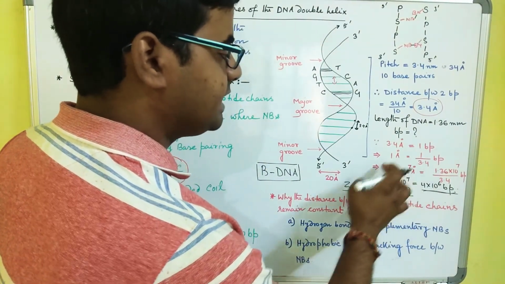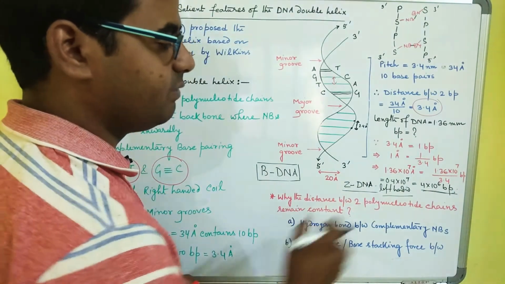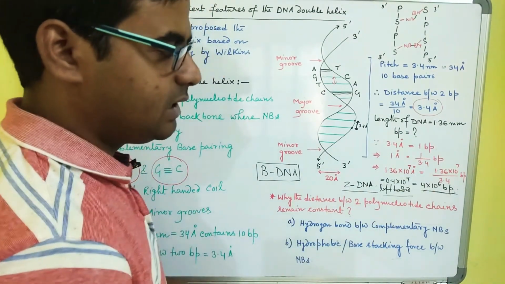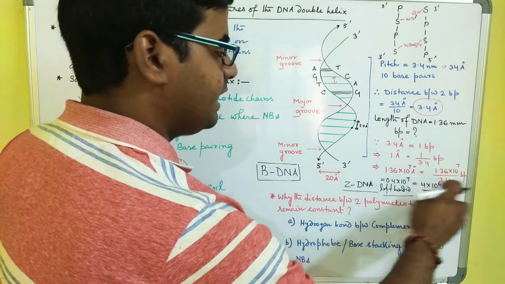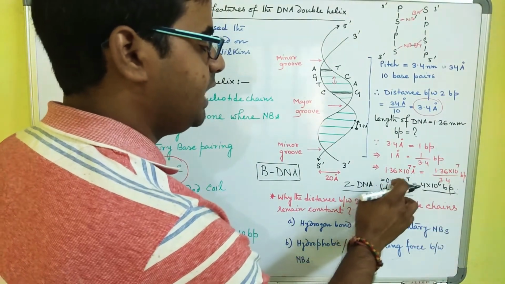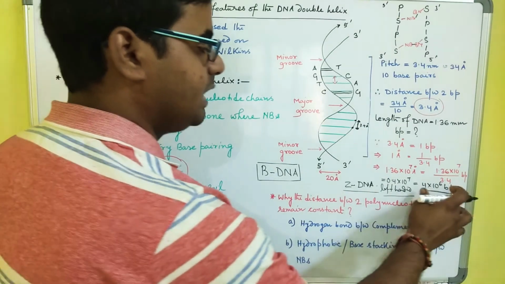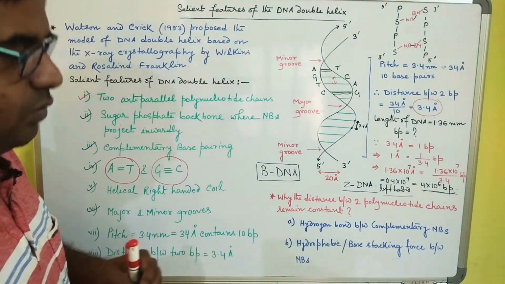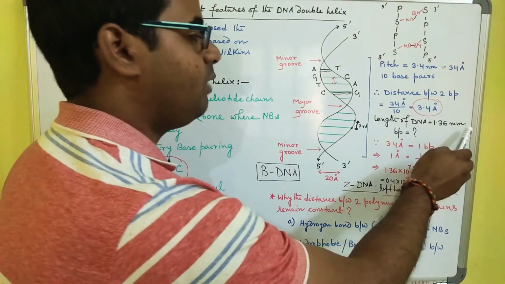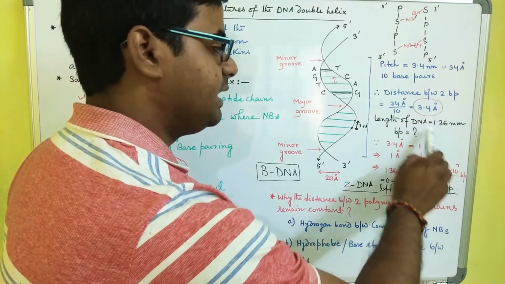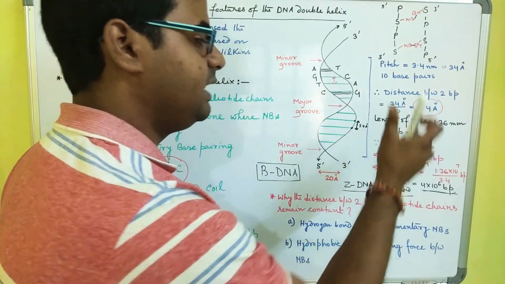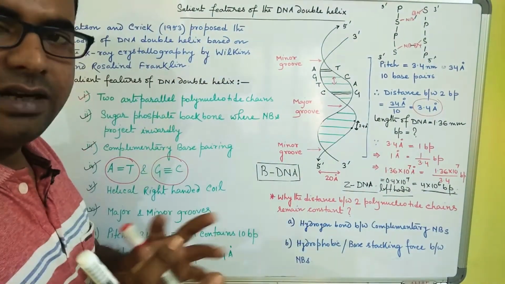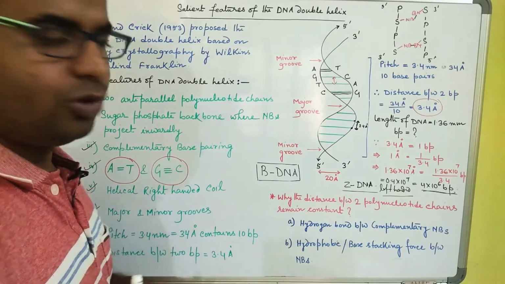So if the distance is 1.36 millimeter, we will convert it to angstrom by multiplying it with 10 to the power 7, and in the final calculation it will come 0.4 into 10 to the power 7. That means 4 into 10 to the power 6 base pair. So we can write the answer: 1.36 millimeter length of DNA will have 4 into 10 to the power 6 base pair. This kind of very simple numerical can come in the board exams.